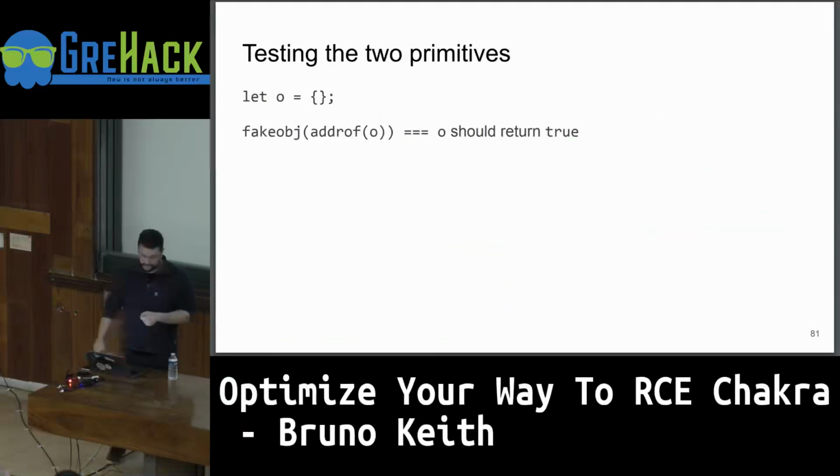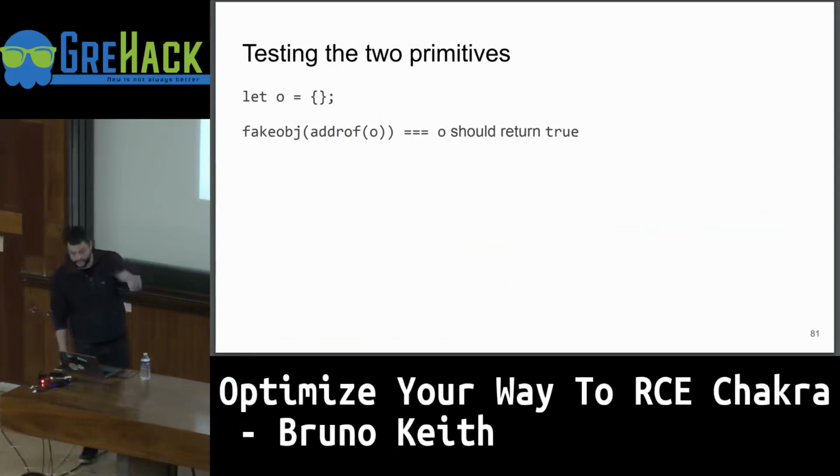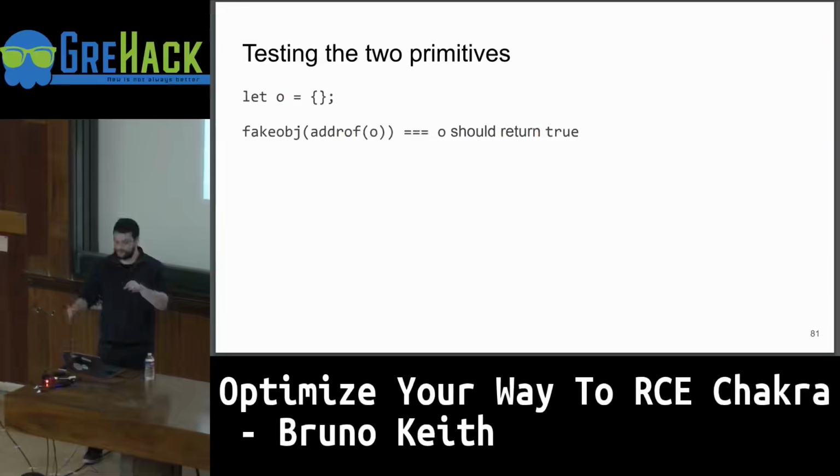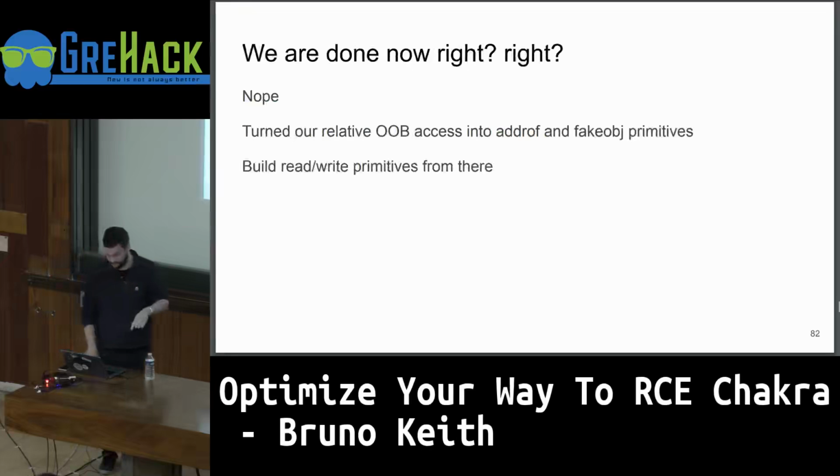So, cool thing, now we can test the two primitives with these two lines of code. We create an object, and if we call fake obj on the result of address-of of that object, we should end up with the exact same object as before. That's what I mean by ease of exploitation and why JavaScript is such an interesting target: we have all these things that a scripting language gives us to verify that the exploit is working as intended every step of the way.